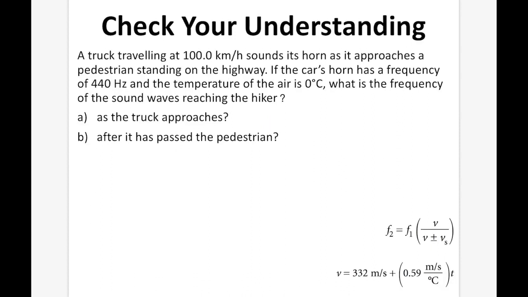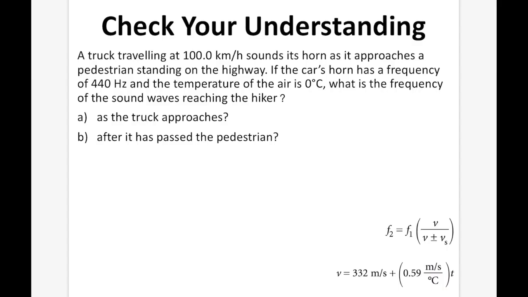Check your understanding. A truck traveling at 100 kilometers an hour sounds its horn as it approaches a pedestrian standing on the highway. If the truck's horn has a frequency of 440 Hz and the temperature of the air is 0 degrees Celsius, what is the frequency of the sound waves reaching the pedestrian, A, as the truck approaches, and B, as it has passed the pedestrian? So pause the video and try this question.